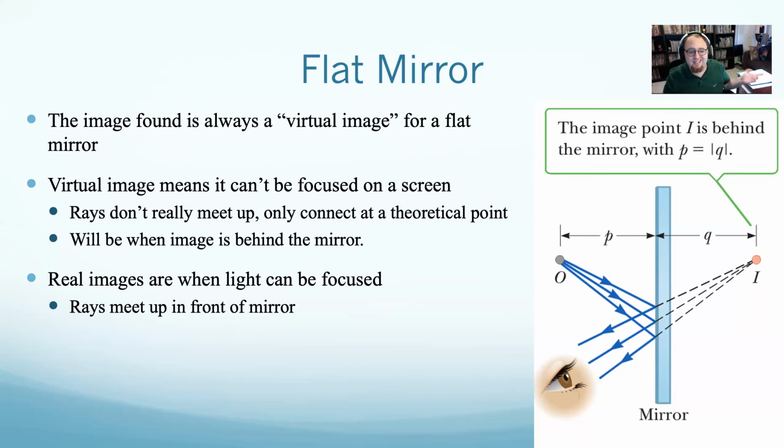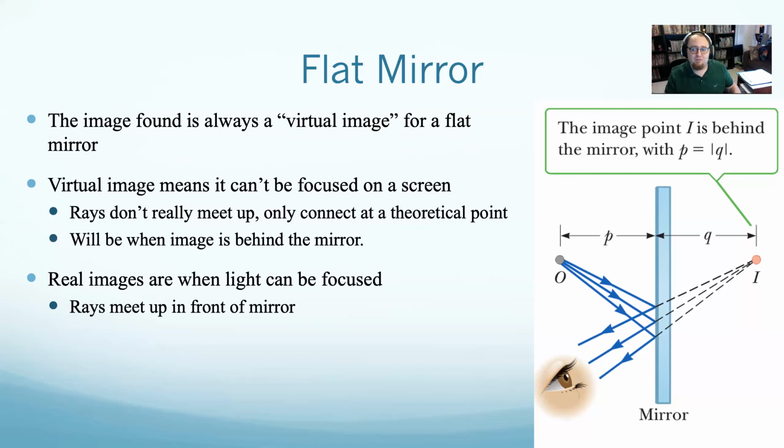The light rays don't really line up anywhere, only theoretically. In this case, the light rays from the actual object to the eye only line up on the object. They don't line up anywhere else. We can pretend they line up at the image, but they don't really. And that is a virtual image. A virtual image cannot be focused on a screen.